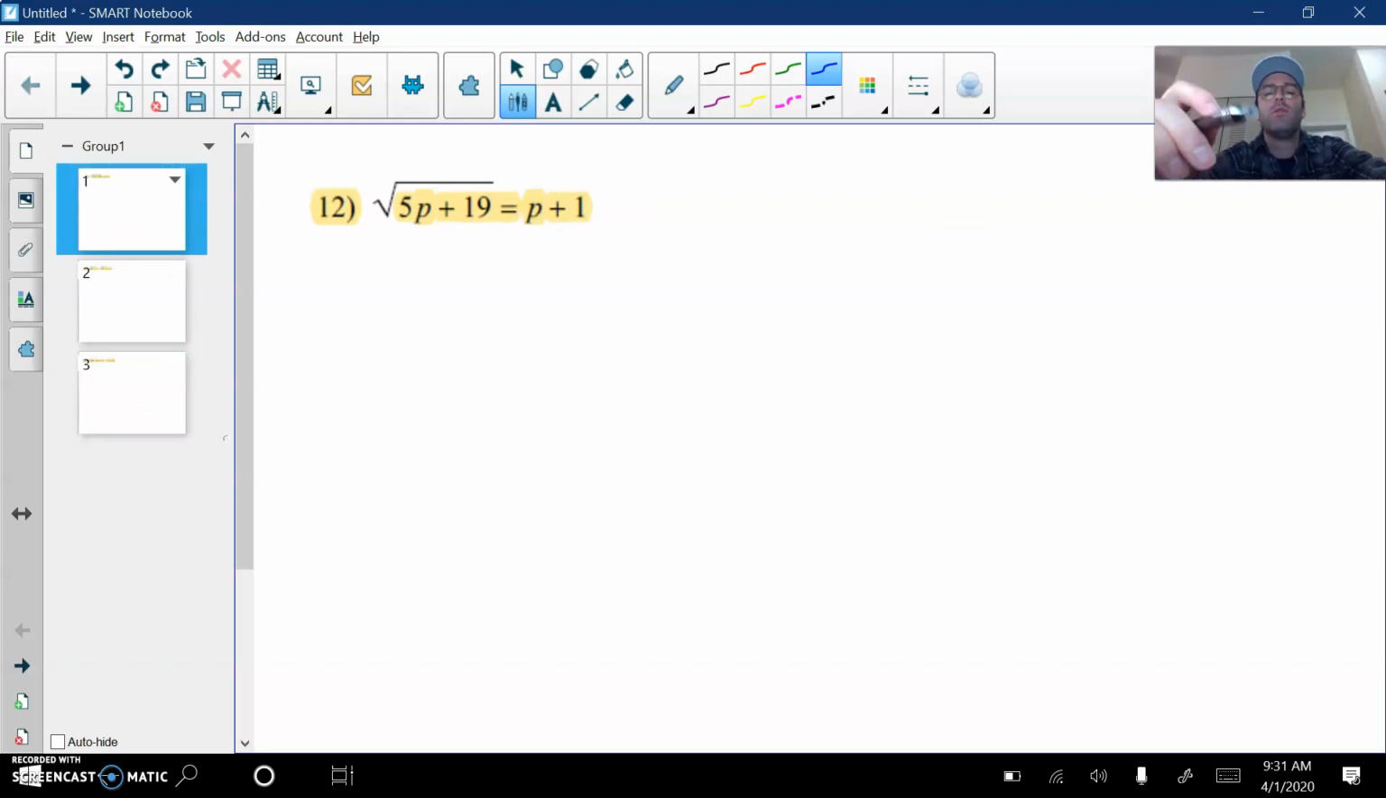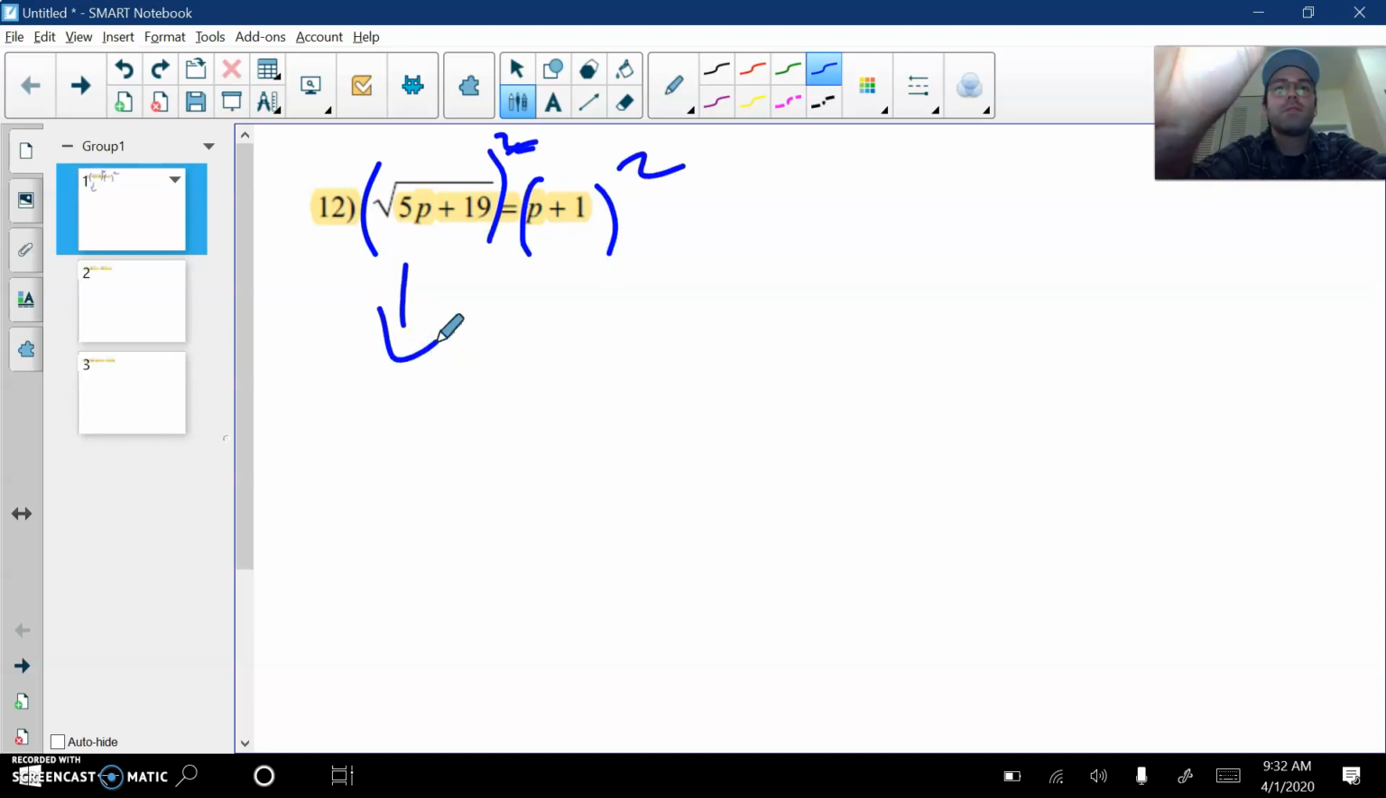Number 12. So again, first step is to isolate our square root. We see that our square root is already isolated for us. So what I'm going to do is square both sides. So I'm going to square p plus 1. Now the square and the square root just drop out. So I have 5p plus 19.